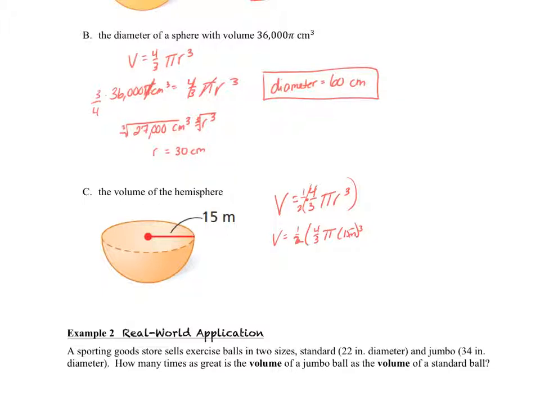Okay, and then we end up, once we calculate that, well, half of 4/3 is really just those cross simplify, so it's really just 2/3. So once we do that, we get 2,250 pi meters cubed. So anytime you want a hemisphere, instead of 4/3 pi r cubed, it's really just 2/3 pi r cubed. It's half of that. Okay, next question.